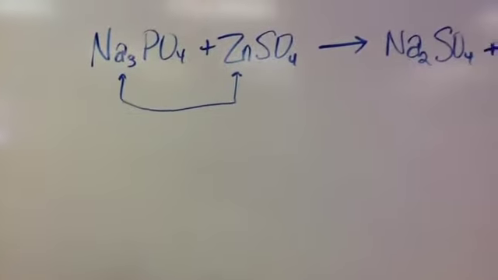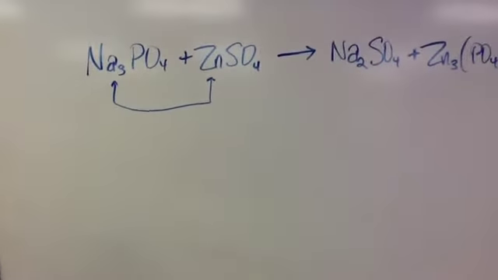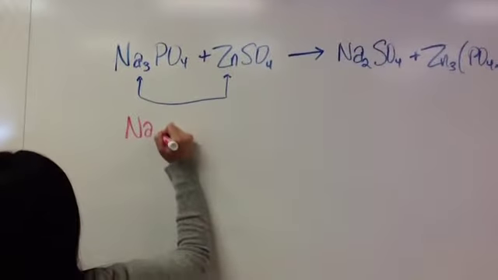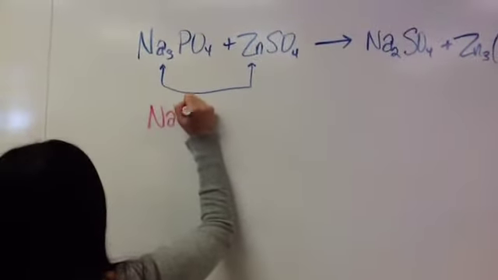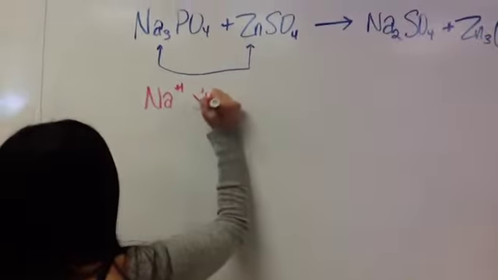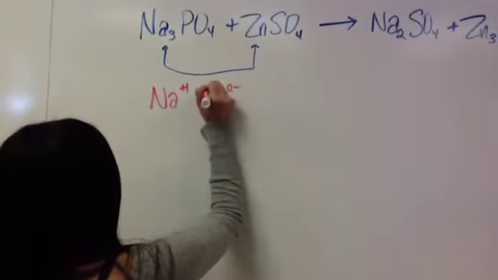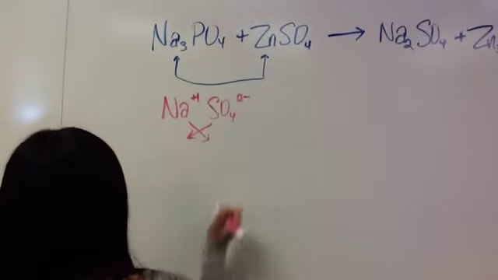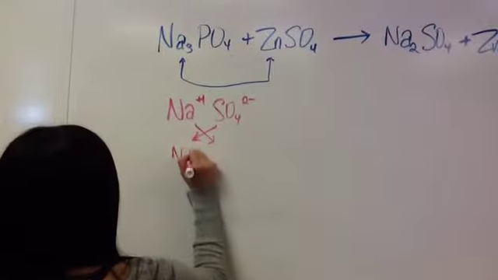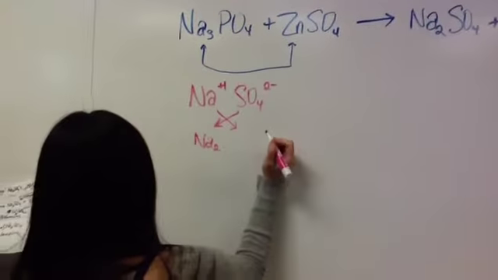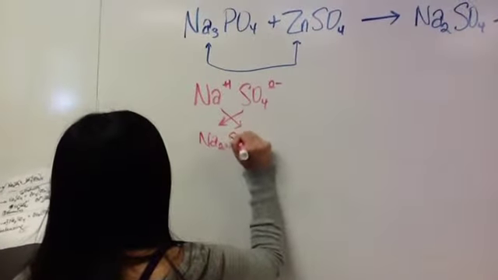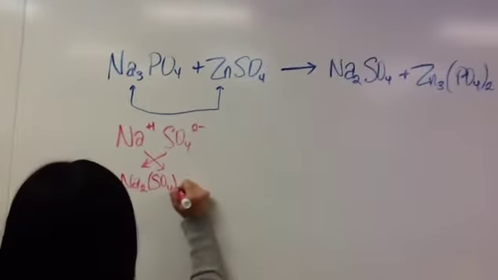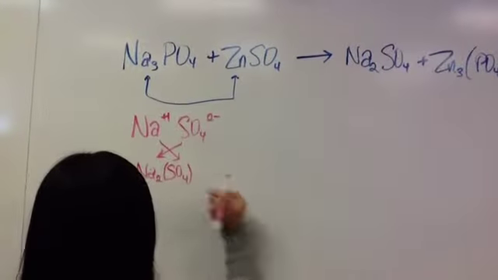Now, for the crisscross method, you have to take Na and put its valence up, which is positive 1, and SO4, which is negative 2. And to crisscross, you have to multiply them. So Na is only 1, so 2 times 1 is 2, and 1 times 4 is 4. So that stays the same.